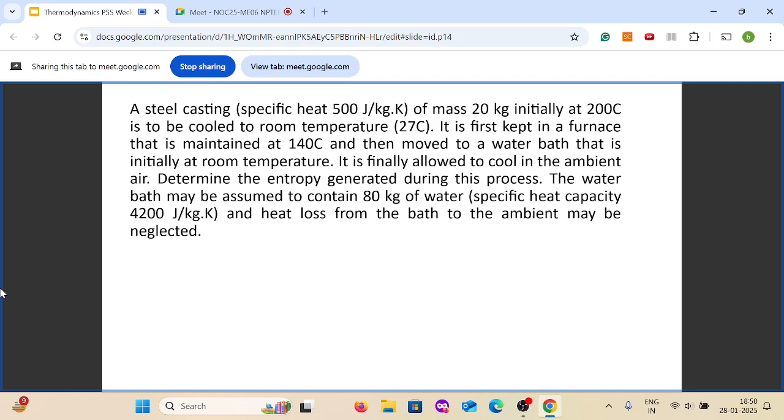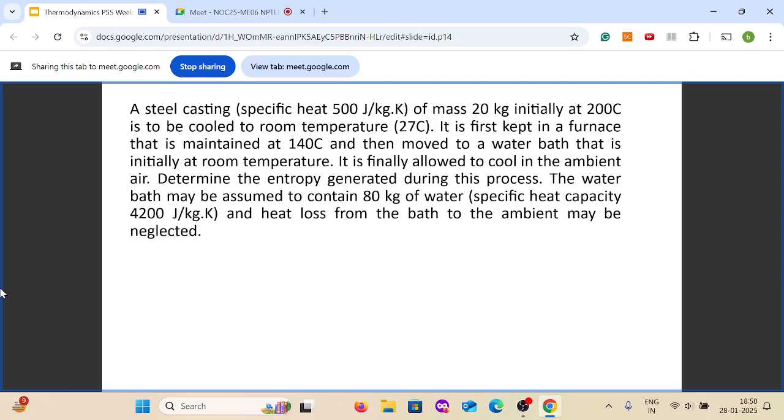So what you have is a steel casting. So you're doing some manufacturing process. You've cast an item, and you know that the specific heat of that is 500 joule per kg Kelvin, and your mass is 20 kg. So this is initially at 200 degrees Celsius, and you have to cool it to room temperature. So this cooling is happening in two processes. First you are taking this item and keeping it in the furnace that is maintained at 140 degrees Celsius. So from 200 degrees Celsius it will come to 140, and then you are dipping it into a water bath which is at 27 degrees Celsius. So it is happening in two processes.